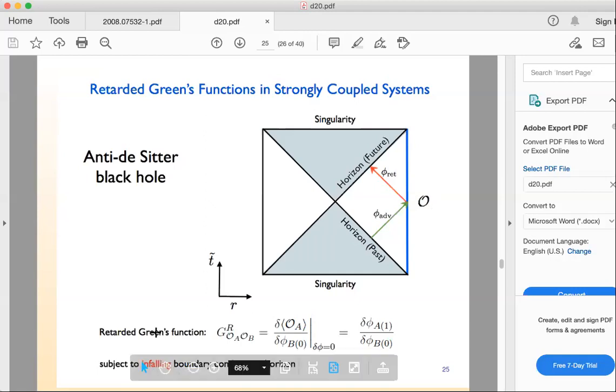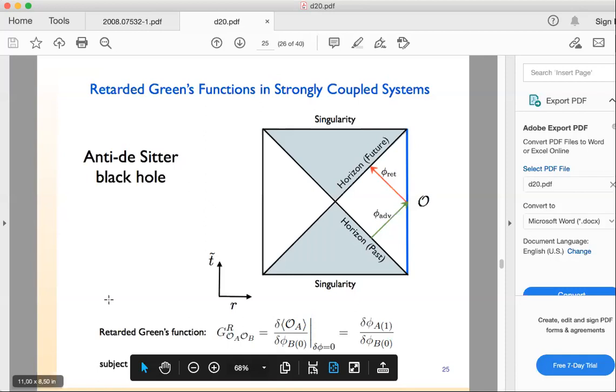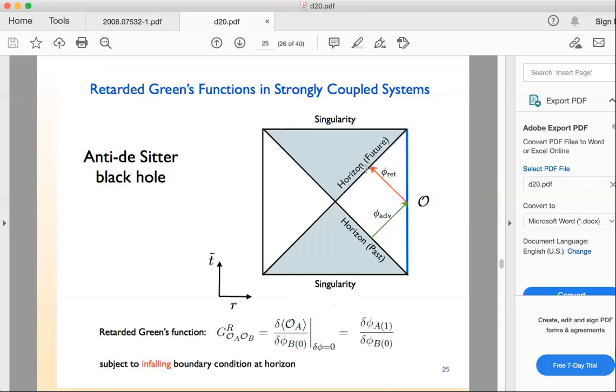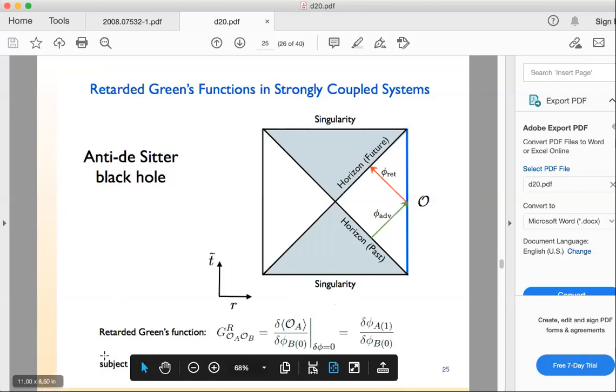And so essentially the retarded Green's function can be calculated in the standard fashion from evaluating the solution of the equation of motion for this field phi, subject to boundary conditions. For the retarded Green's functions, we impose a boundary condition here at the future horizon, such that matter can only fall into the black hole but not return back. So there will be a so-called infalling boundary condition at the future horizon.